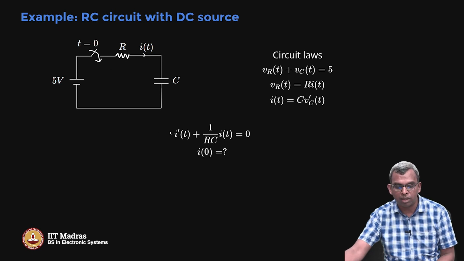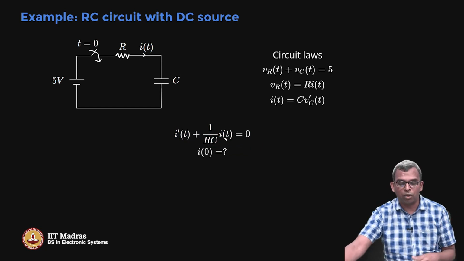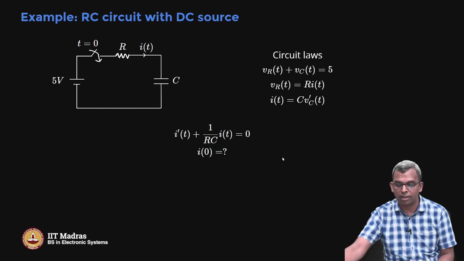And then you'll have to solve this differential equation to find out how I of t behaves. I told you eventually it goes to 0, right? It starts at V by R, 5 by R, and then it goes to 0.